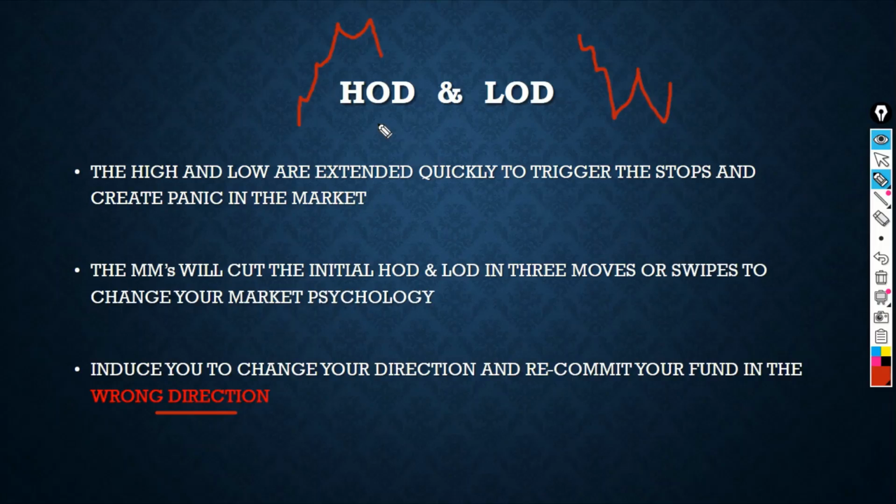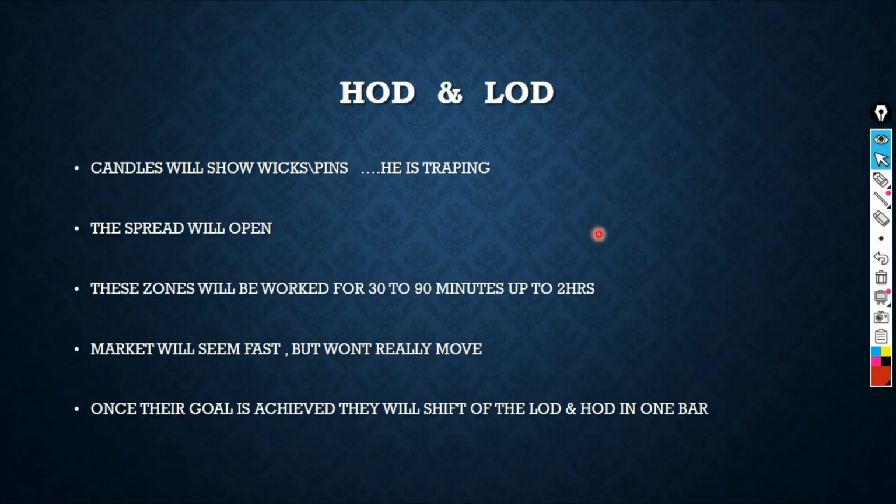he will crash them. Okay, so what will happen is that the market makers will catch the initial HOD and LOD in 3 moves or 3 swipes to change your market psychology. This is the stop and from here. This is the 1, 2, 3 which you do from the range in here. Okay, so if you induce you to change your direction, you want you to recommit your fund in the wrong direction. Okay, this is why the 3 moves appear on the chart. You make sure you will commit your funds the wrong way.